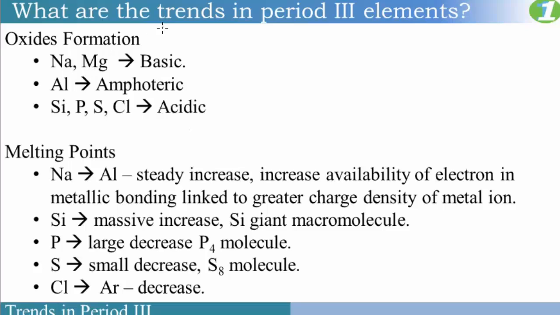Now, the oxides formation, we're going from sodium, magnesium, aluminum, and so on, and these are metals. Now, the two metals, sodium and magnesium, form basic oxides. So remember that sodium is in group 1, so it's Na+. Magnesium is in group 2, so it's Mg2+. So we can form or write the oxide for sodium.